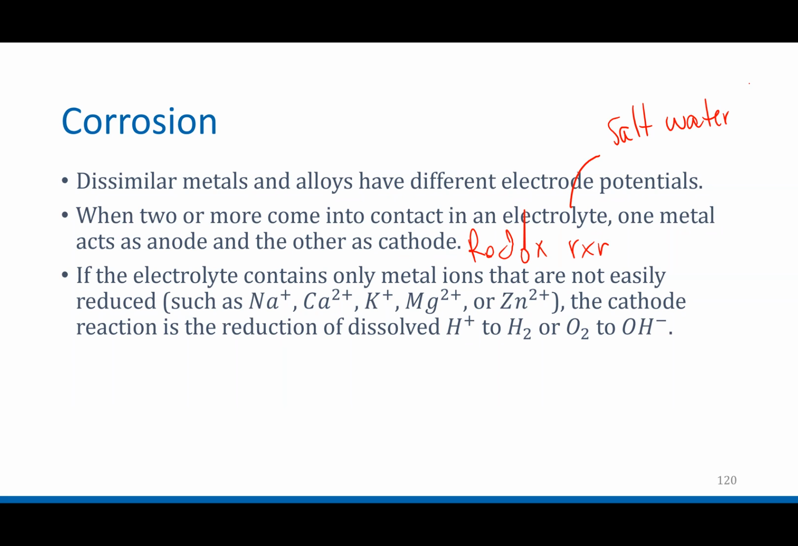If the electrolyte contains only metal ions that are not easily reduced, the cathode in the reaction is the reduction of dissolved H to H2 or O2 to OH. So this is typically a metal ion that is in the electrolyte for corrosion.